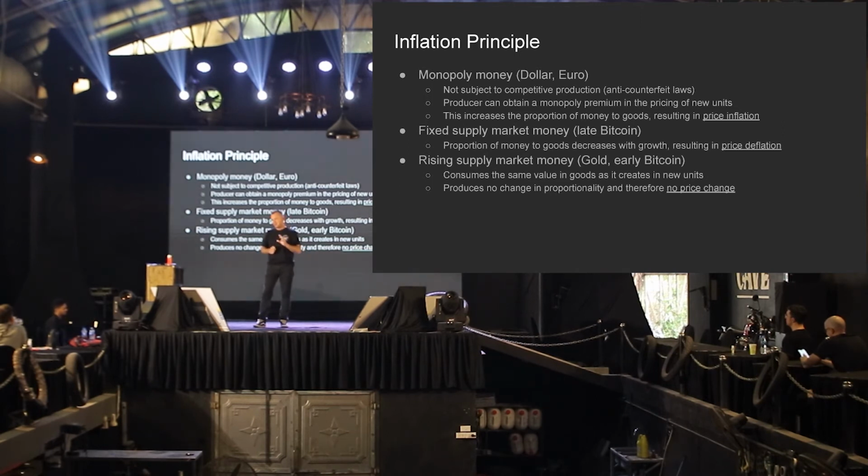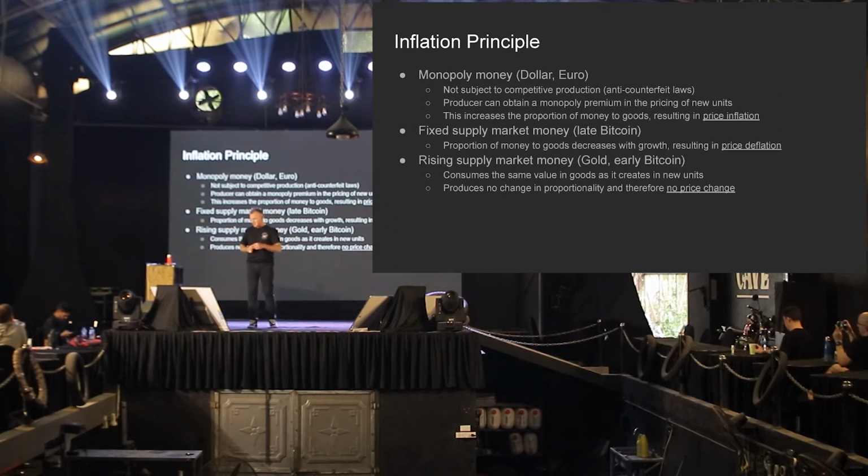I talked before about monopoly money, dollar, euro, explaining why I use that term. So it's not subject to competitive production, there are anti-counterfeit laws. That's what they say. Monopoly money. That's what the state does. They get a monopoly premium on the production of it. The producer can obtain that premium in the pricing of units.